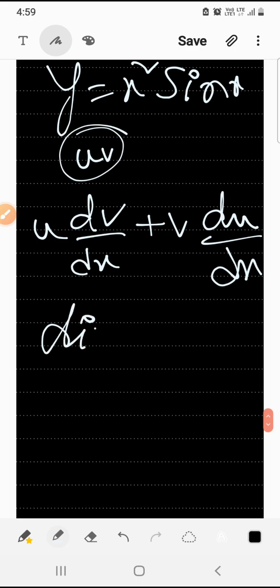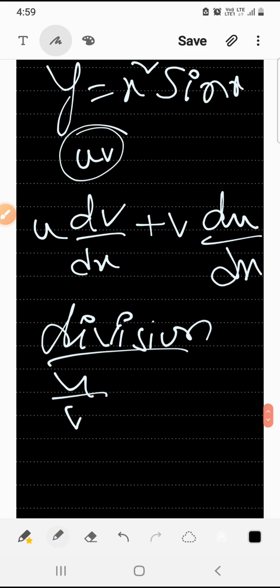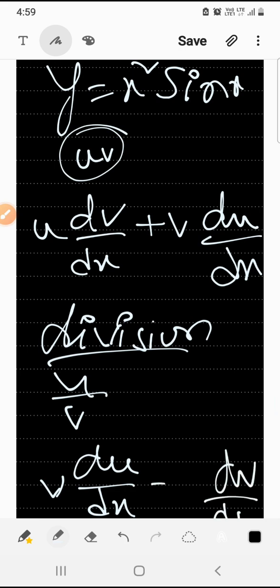But the division rule, how to do it? For u by v, you first differentiate du by dx, then dv by dx.